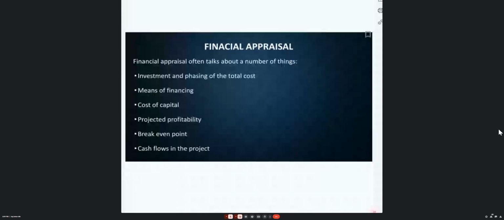Then we also need to look at the projected profitability. How profitable is this project? And we're looking at projects that are for commercial gain. Of course, this does not apply to philanthropic projects.